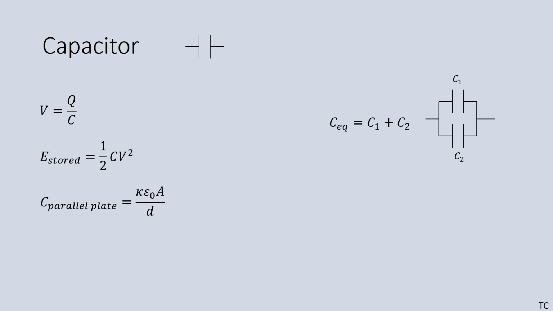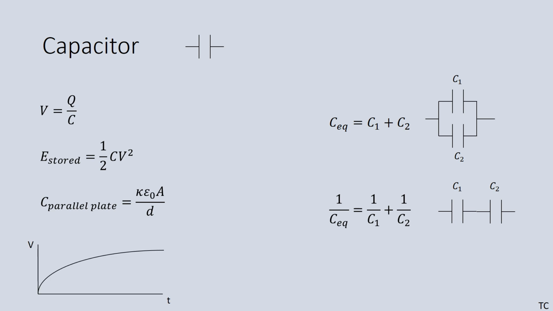If you want to find the equivalent capacitance of two capacitors in parallel, that's equal to the sum of the individual capacitances. However, if you want to find the capacitance of two capacitors in series, the inverse of the equivalent capacitance is equal to the sum of the inverses of the capacitances of the original capacitors. So this is just the opposite of the rules for resistors.